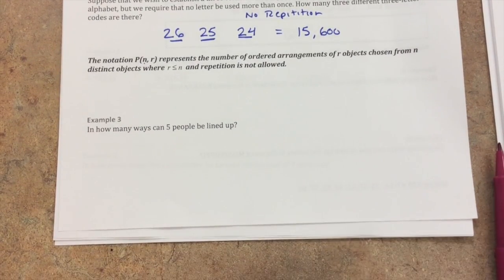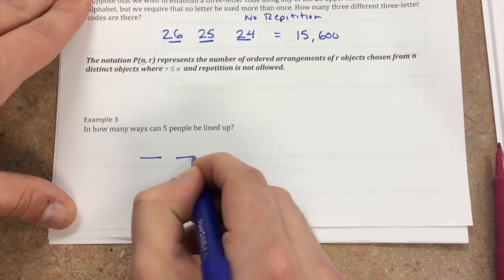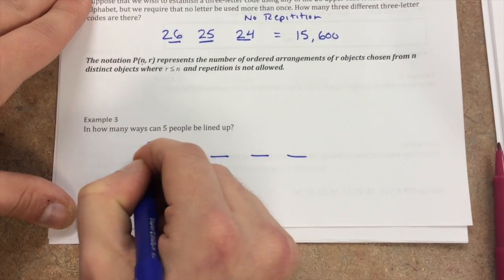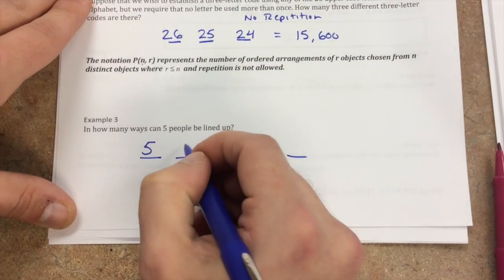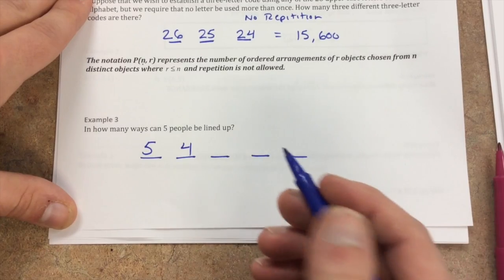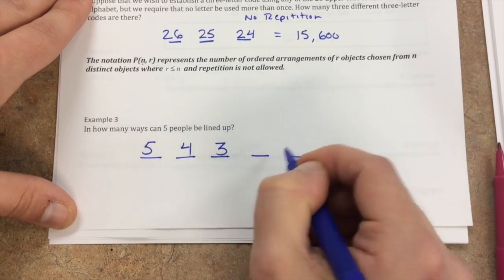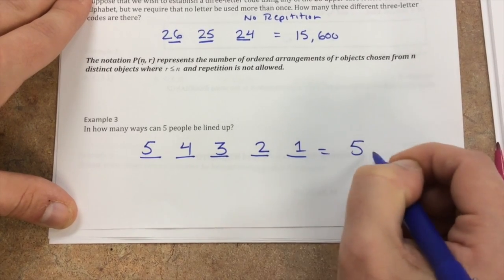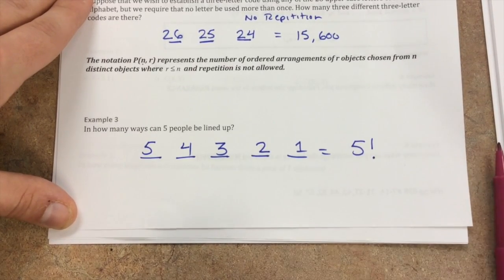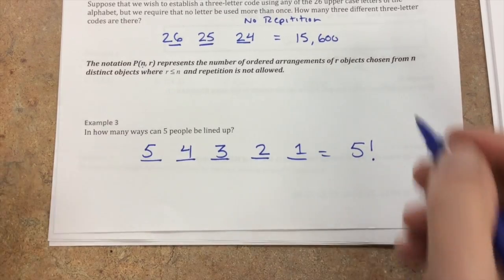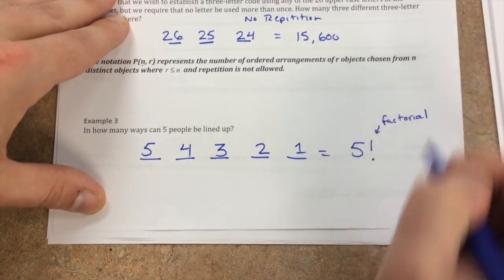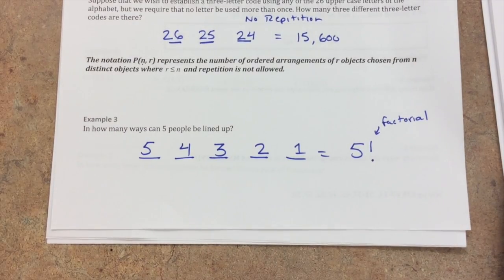So here we go. How many ways can 5 people be lined up? One of the ways to think about this: we have 5 spots. 5 people could be in the first spot, then 4, because the same person can't stand in the same spot, then 3, 2, 1. Another fancy way when this happens is writing 5 factorial. This exclamation point is not an excited 5. It is factorial. Hopefully you've seen that before.